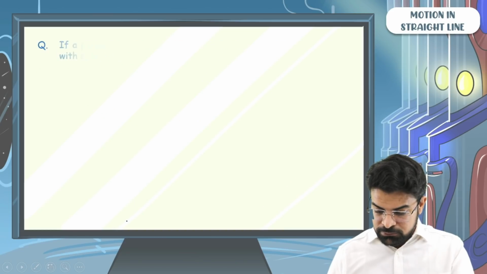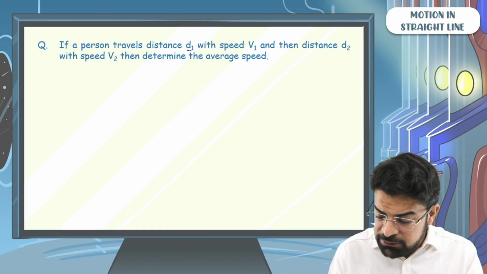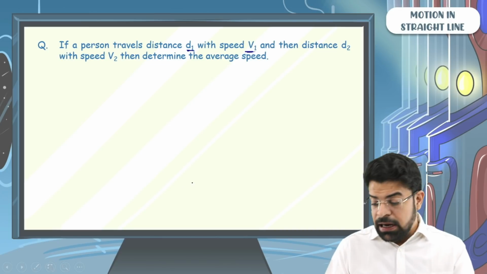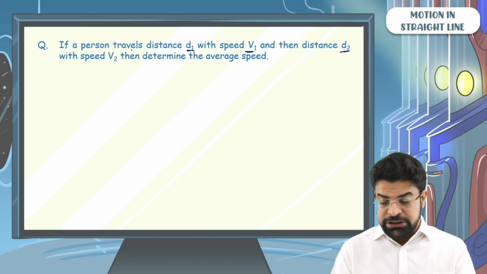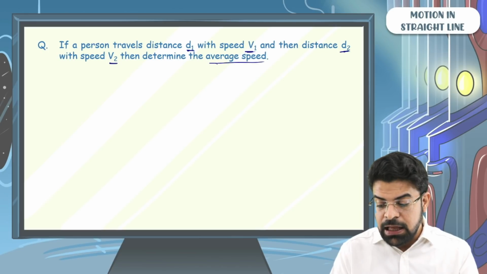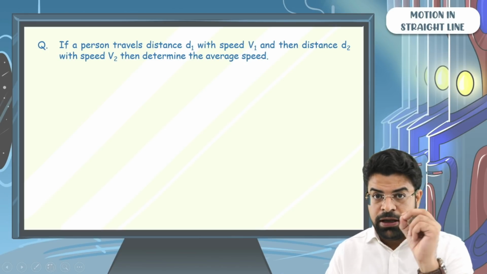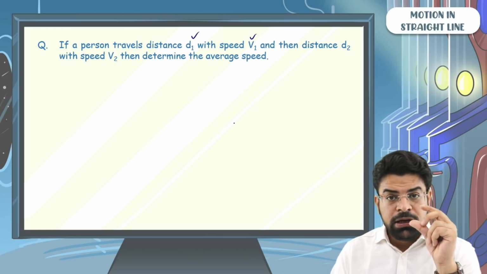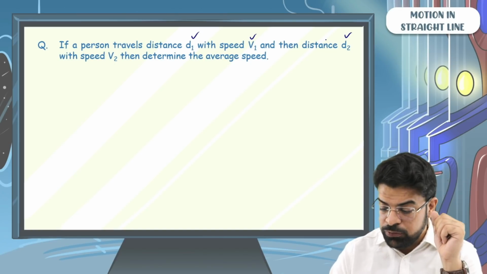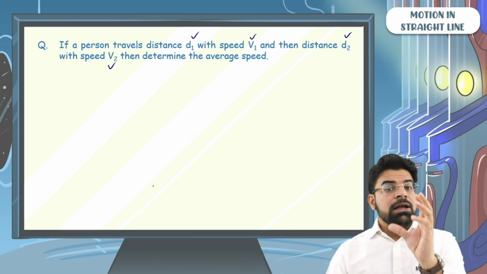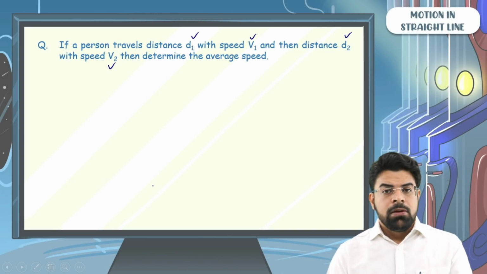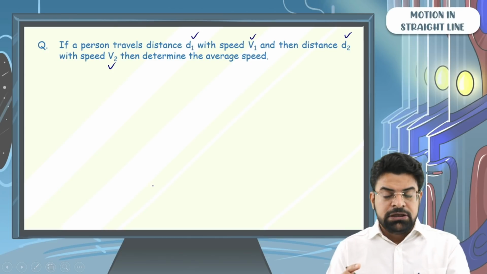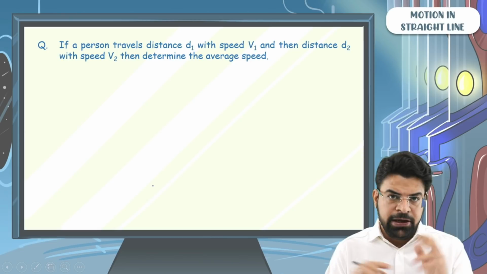If the person travels distance d1 with speed v1 and then distance d2 with speed v2, then determine the average speed of the person. We know that the average speed is nothing but the total distance traveled upon the total time taken.